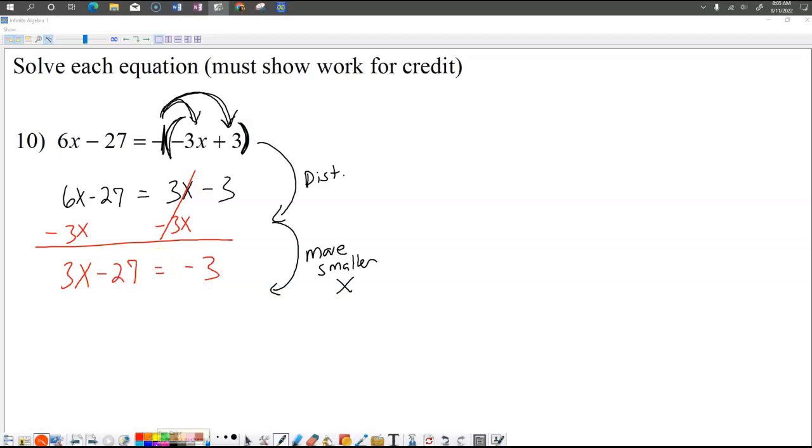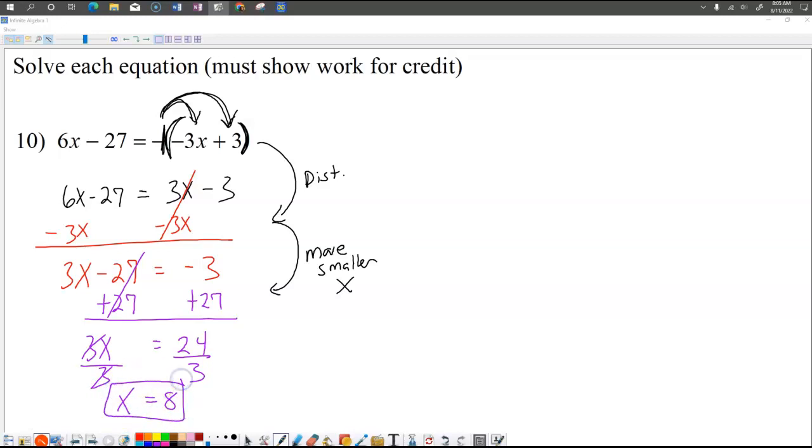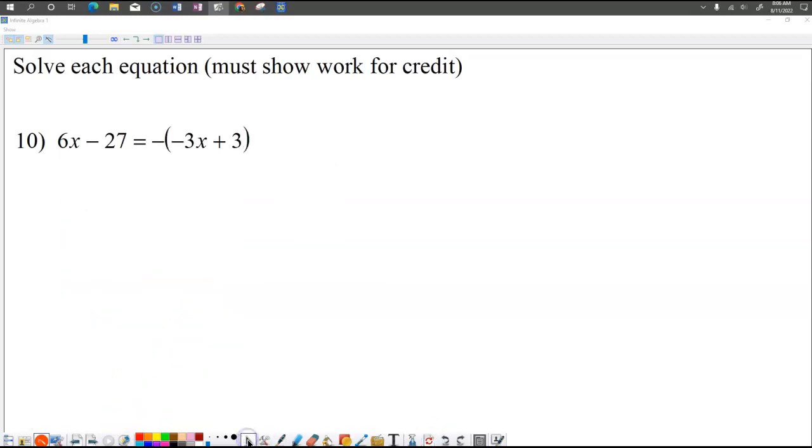And now we have a two-step equation. So at that point, all we have to do is solve it using the methods that we already saw in the previous problem. So you're going to do addition first, and then division second. Looks like x equals 8. All right, let's go ahead and take a look at number 12.